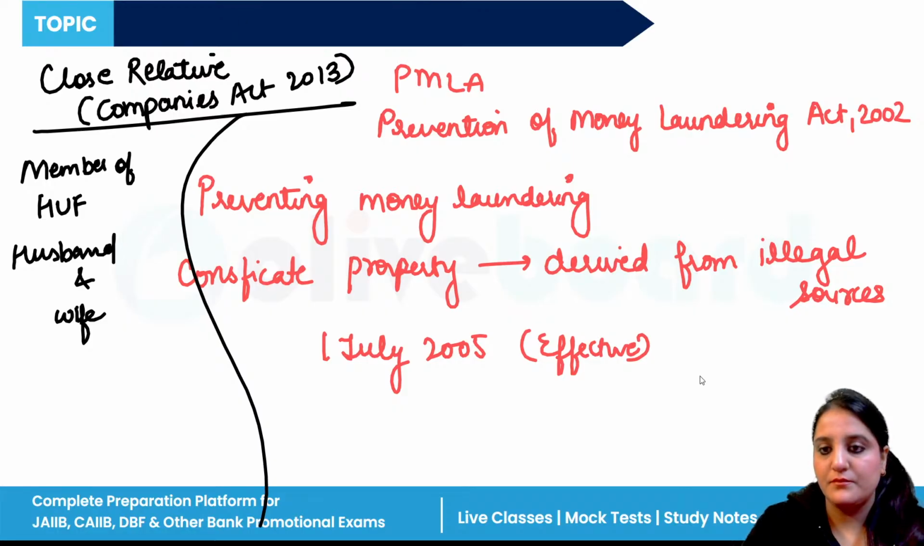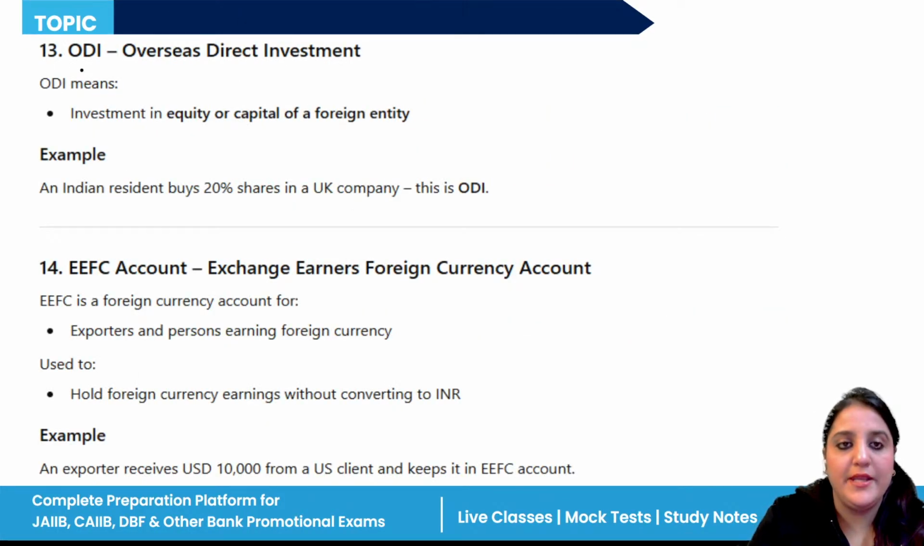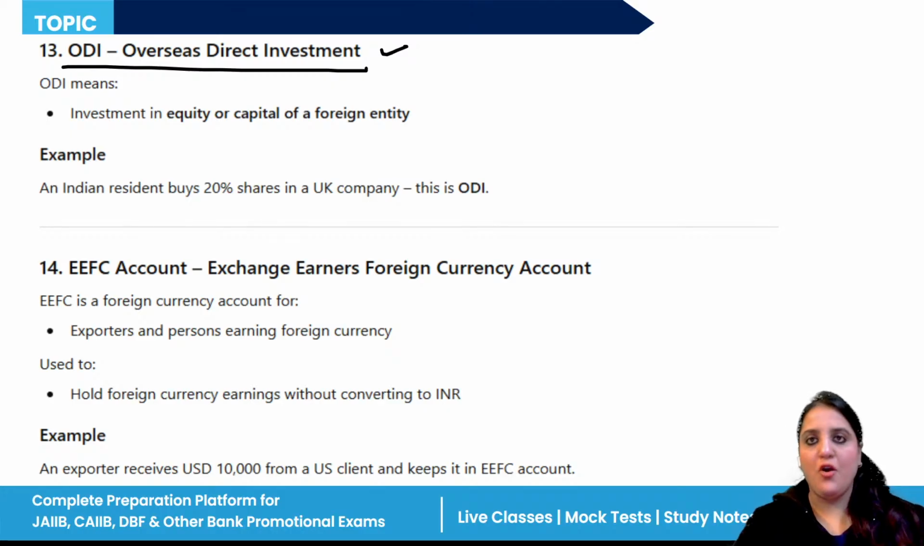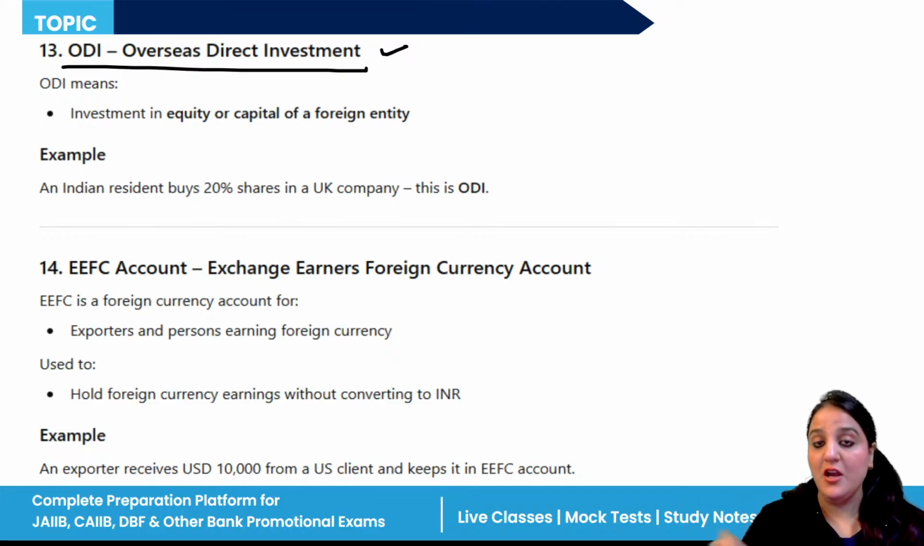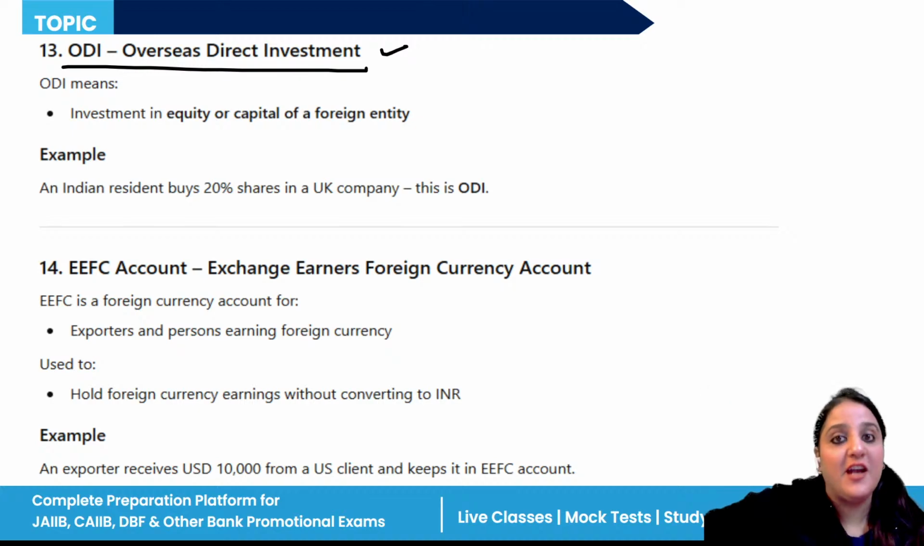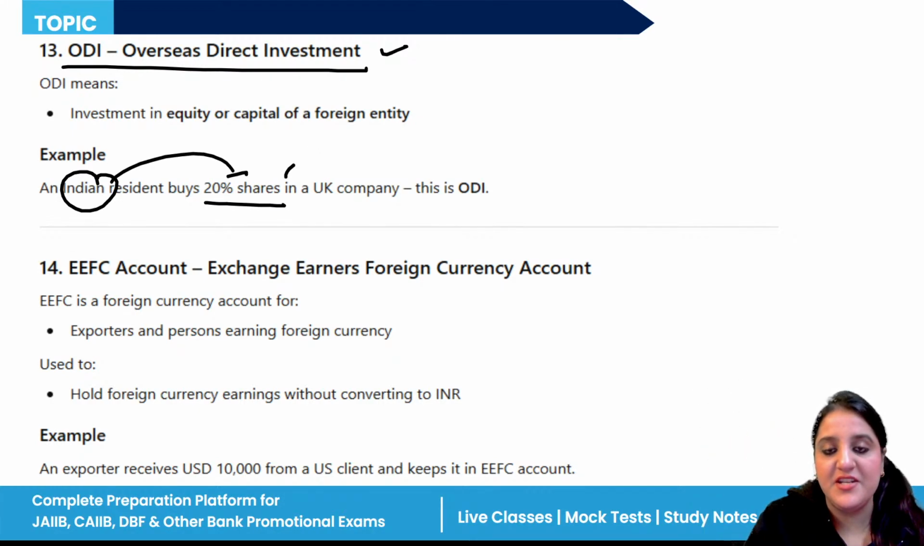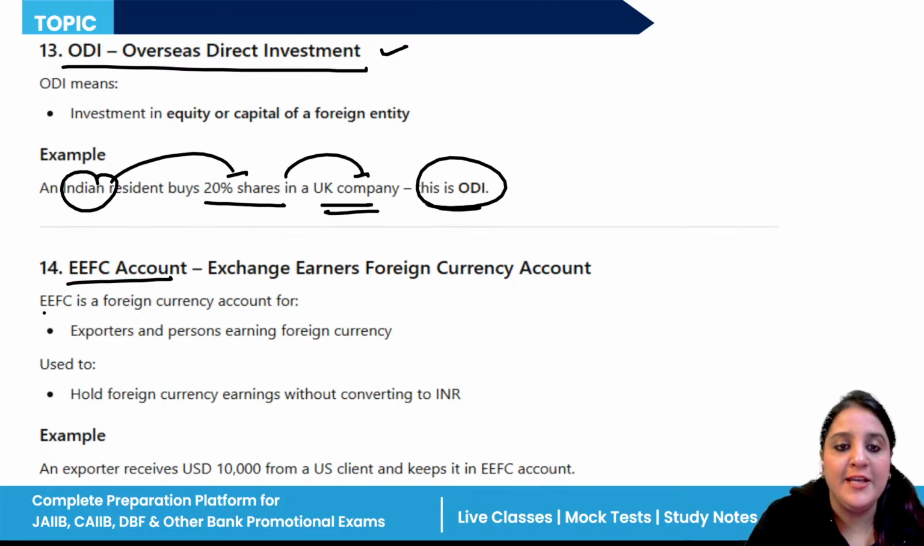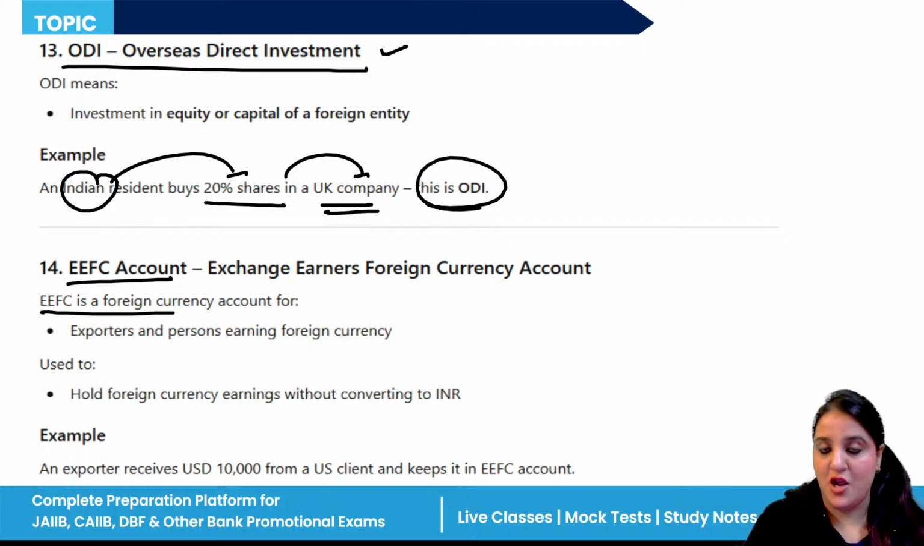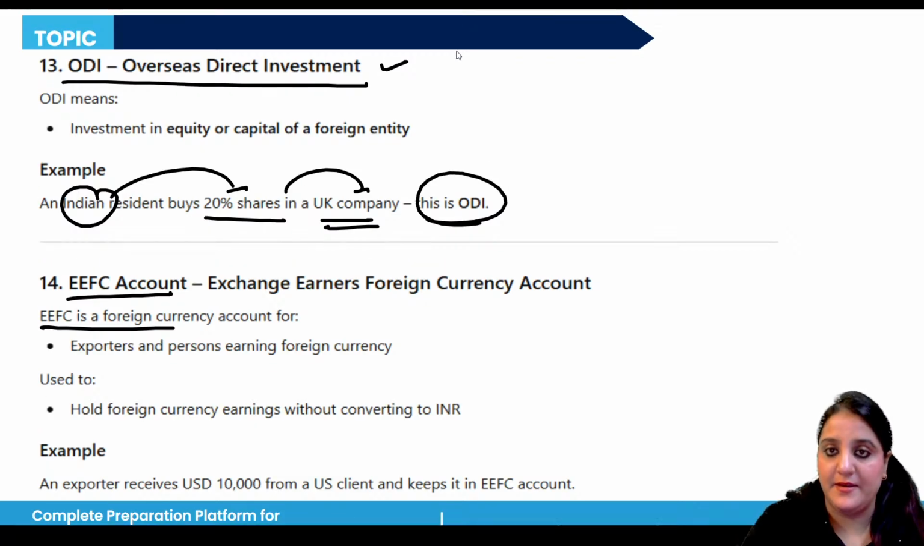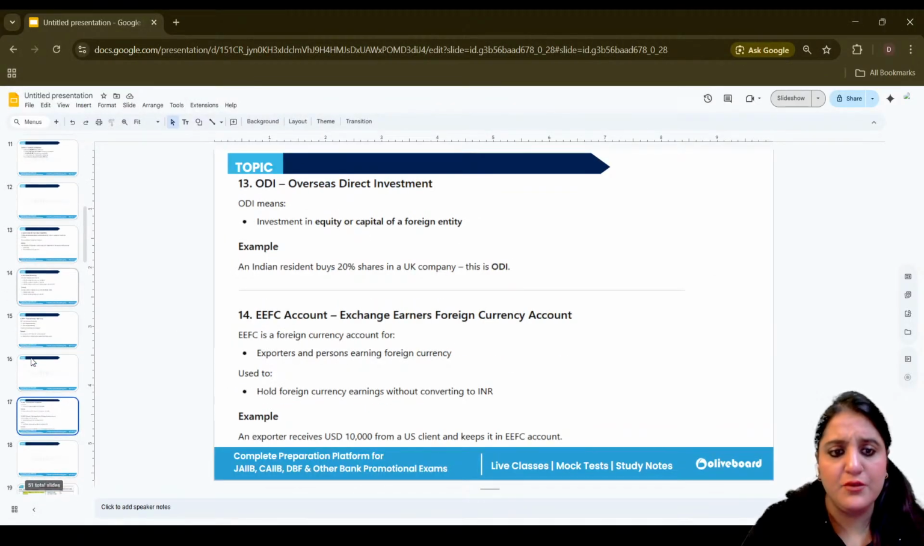Now, ODI, overseas direct investment. Obviously, if I'm investing in the equity capital of a foreign entity in a foreign country, that is called ODI, right? If an Indian resident buys 20% shares in a UK company, this is ODI. What is the meaning of EEFC account? EEFC is a foreign currency account for exporters and persons who are earning foreign currency, in which they hold the foreign currency earnings without converting to INR, right? Without converting to INR.